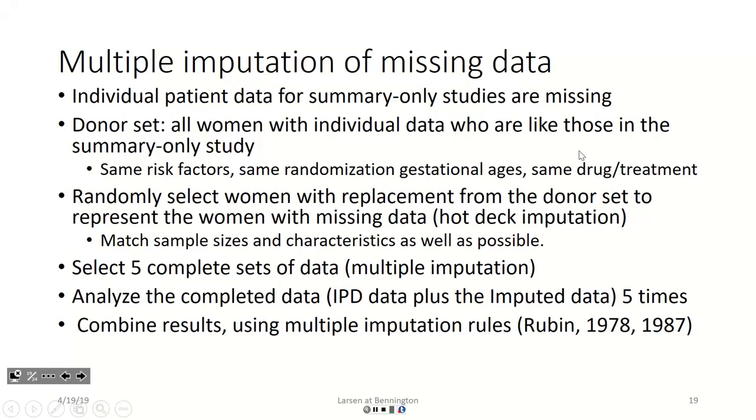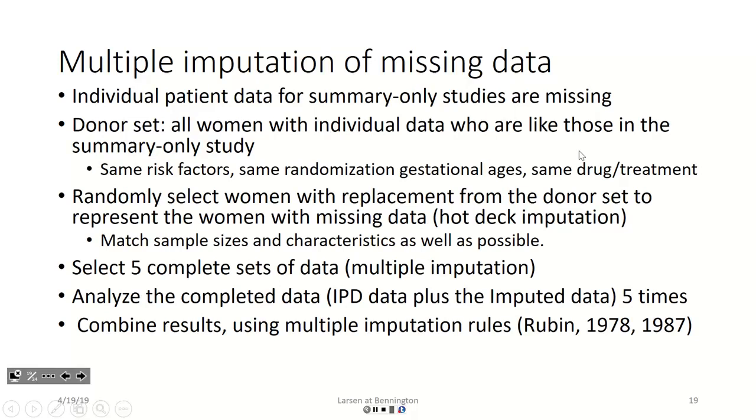So when you do this, we can match the sample sizes and a lot of the characteristics. We can get exactly the same number of women in each set of imputations that got treatment and control and then had a preterm birth or not by group. And if there's another value where they give us more information, we can match all that too. We can get close with some kind of simulation techniques to the average age and other things. So we created 5 sets of imputed data.